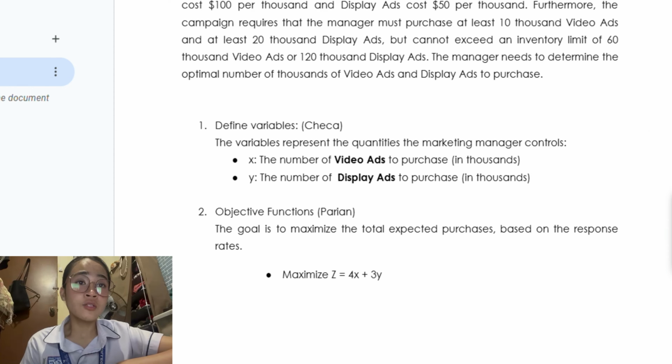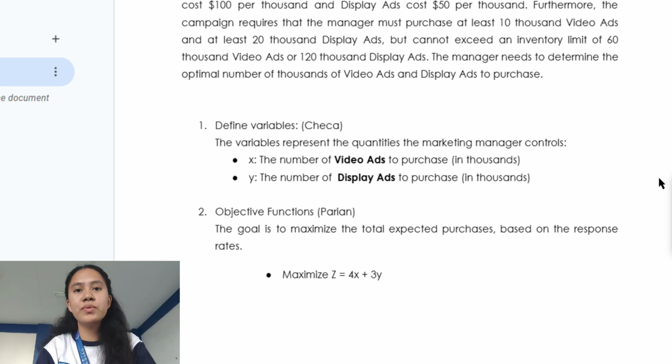So now, to define our objective function, let me call on Miss Parian. So let's begin about the objective functions. The goal is to maximize the total expected purchases based on the response rates. In this part, we need to find what is the problem in the statement. The problem is that the manager needs to determine the optimal number of thousands of video ads and display ads to purchase.